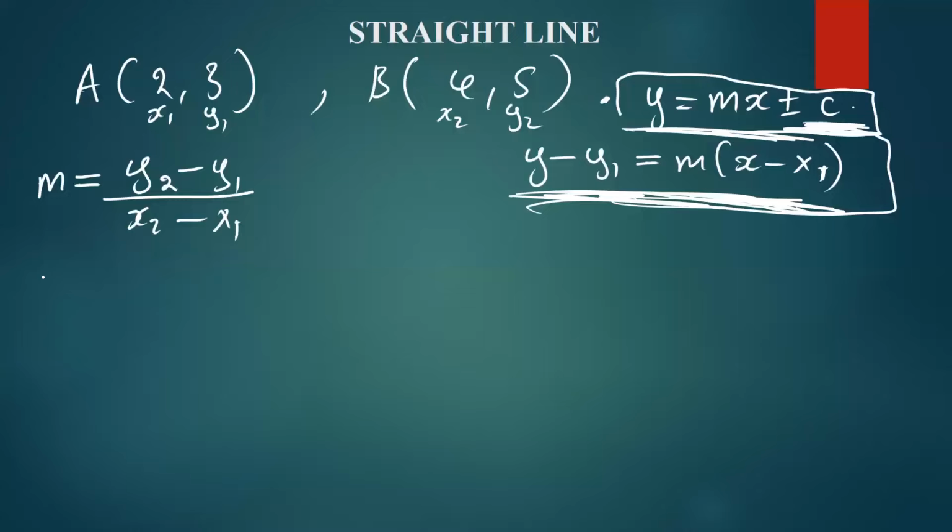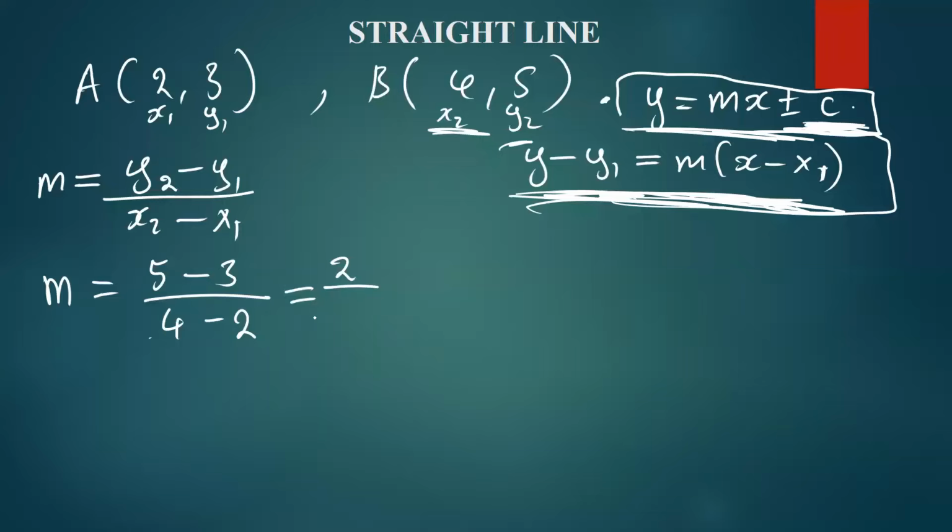Our gradient will therefore be equal to, our y2 is 5, so we write 5 minus y1, which is 3, over our x2, which is 4, minus our x1, which is 2. When we do the subtraction, 5 minus 3 gives us 2, then 4 minus 2 also gives us 2. So our gradient is 1.